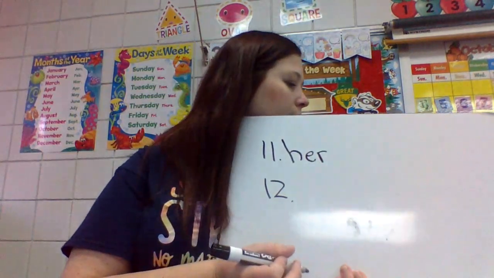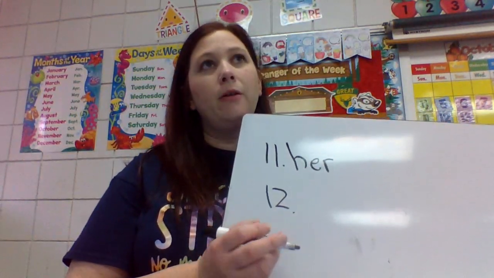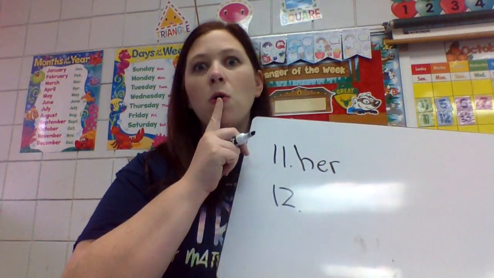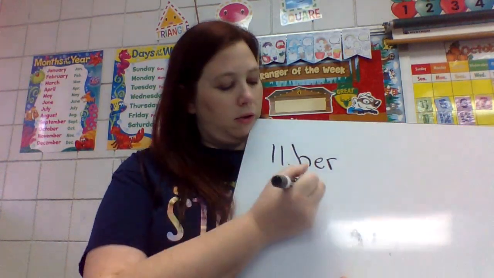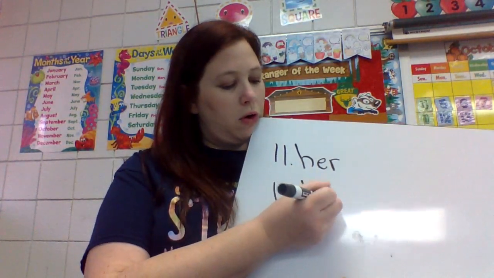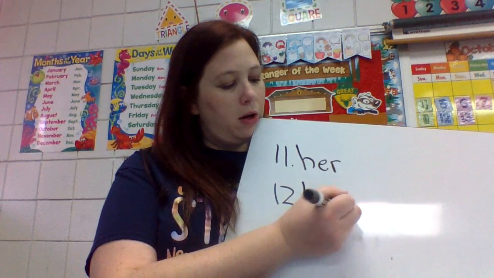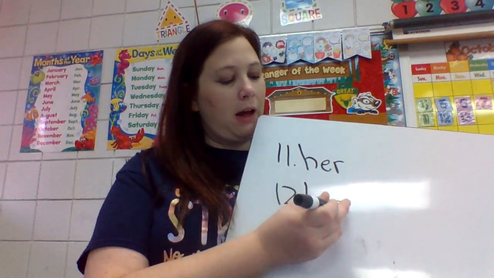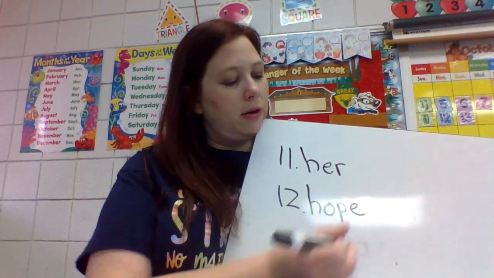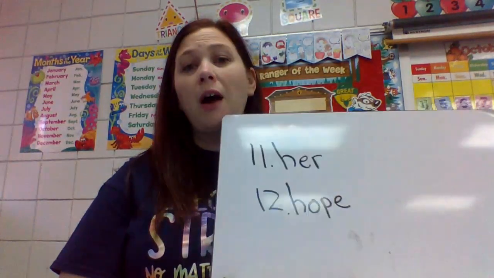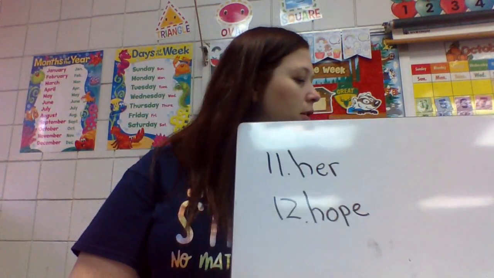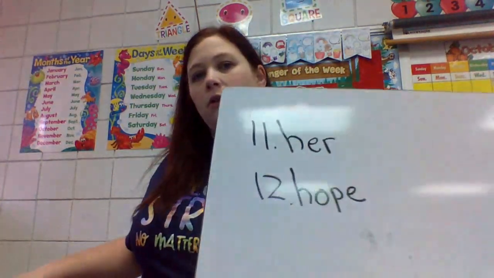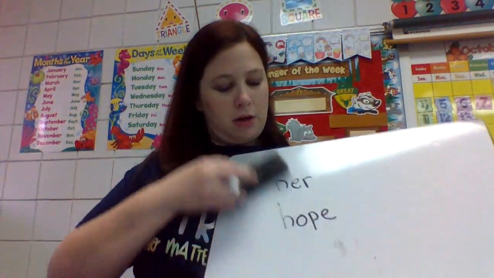Number 12 is hope. You can sound that one out. H-O-P. So ho-o-p. And then because our O says O, we need it to be vowel consonant E, right? Hope. Otherwise our word was hop, right? All right, on number 13, get those down if you don't have them.